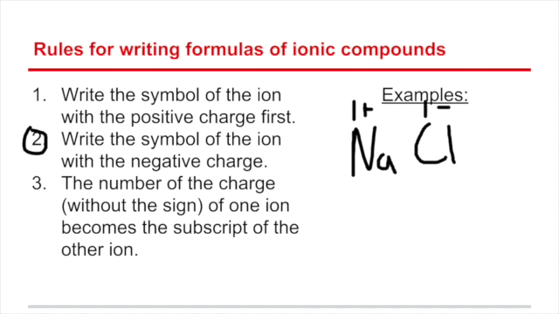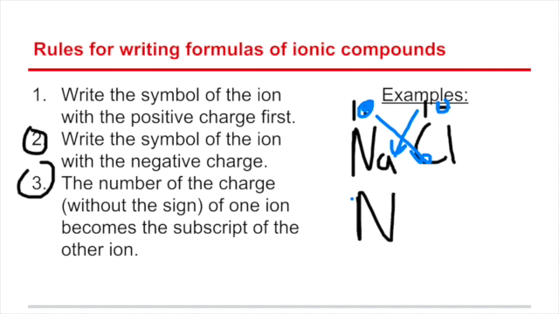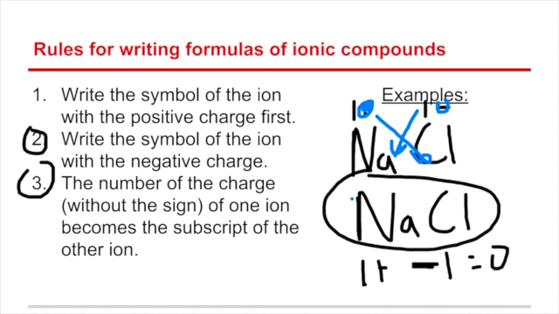Then step 3, the number of the charge without the sign of one ion becomes the subscript of the other. Let's cross them over. So we get rid of the charges and just cross them over. Since they're ones, we don't have to write it. And we did all that work just to figure out it is just NaCl. And if we balance it out, we have a 1 plus and a minus 1, which equals 0. Since we balanced it out, it's good. That is a binary ionic compound, NaCl.